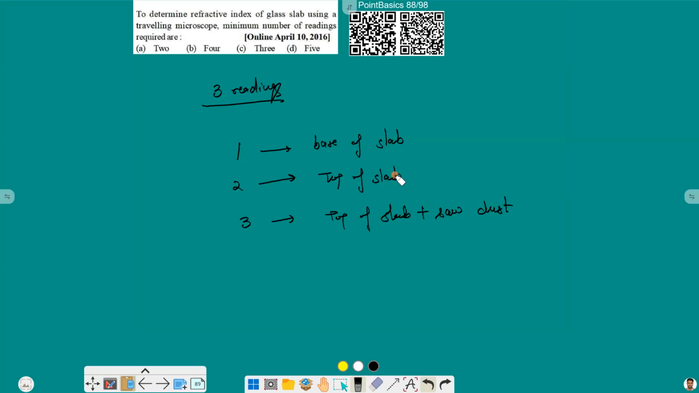Why do we need sawdust? Because when we take a reading for the base of the slab with the slab there, what will happen? We will not see the actual base. We will see only the apparent depth. We do not see the actual depth. That's why we need a third reading with sawdust on it, so that we can find the actual height. So that's why we need 3 readings.